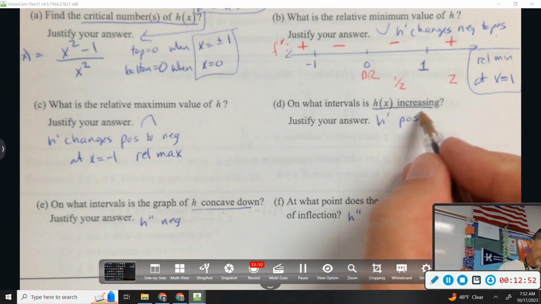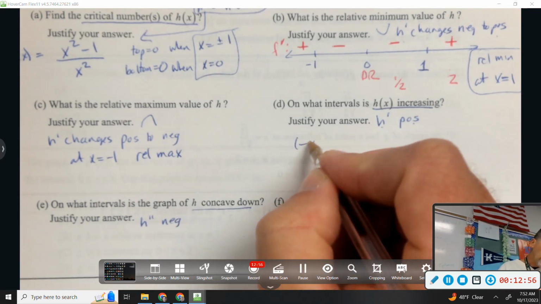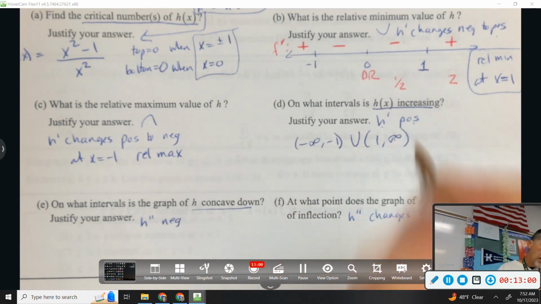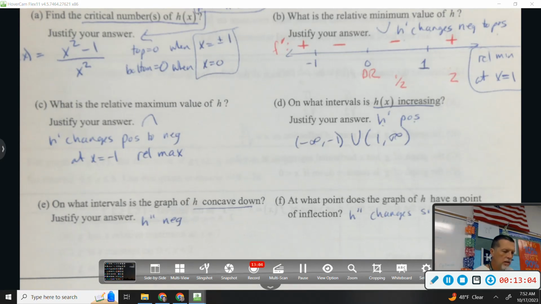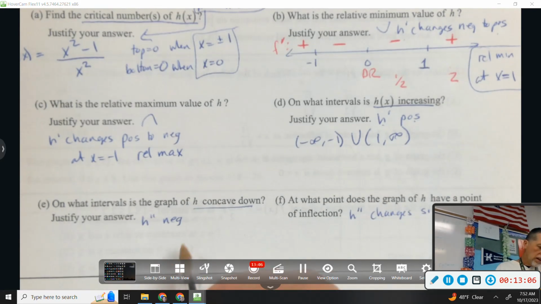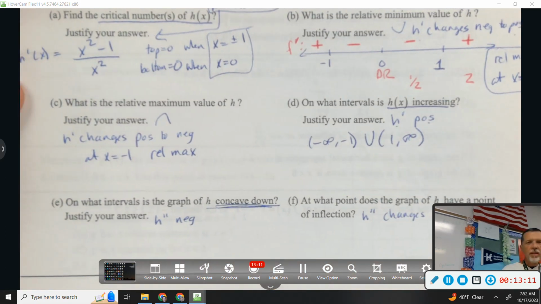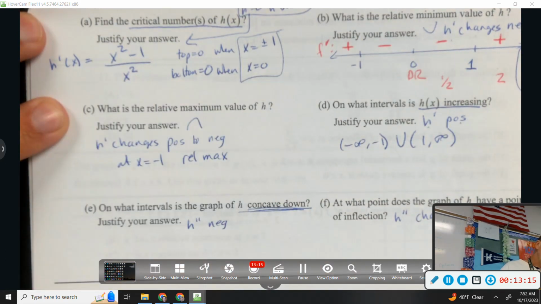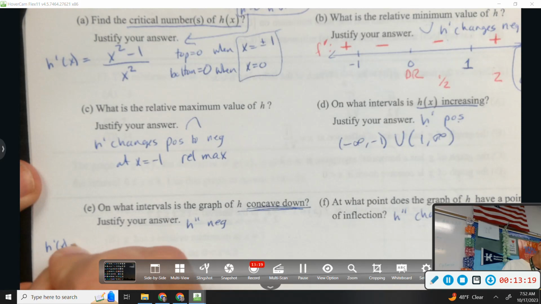On what intervals is h increasing? Well, h prime is positive from negative infinity to negative 1 and 1 to infinity. Alright, concave down, I need a second derivative. So I get to do the quotient rule again.